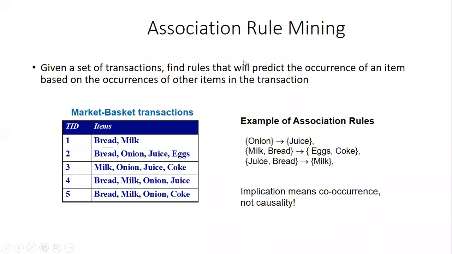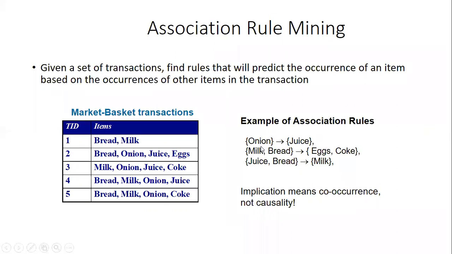Here, association rule mining. Given a set of transactions, this is a transaction database. Remember, we will be using the word transaction database. Given a set of transactions, we have to find the rules that will predict the occurrence of an item based on the occurrence of other items in the transaction. So we call this an association rule, which will be of this form.